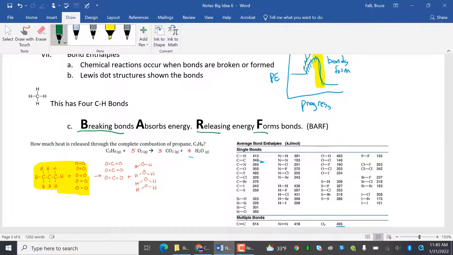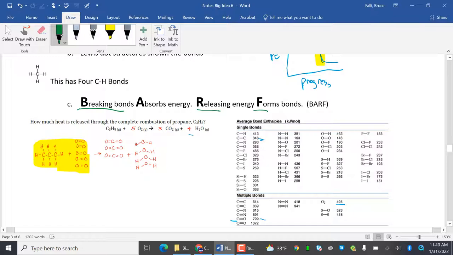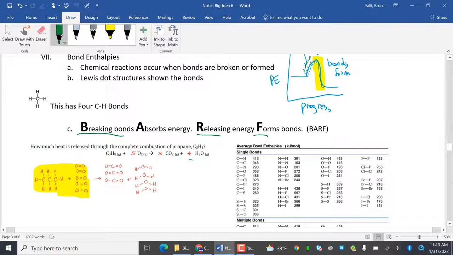Okay. So how much heat is released through the complete combustion of propane, C3H8? I know we did that before, but we're going to pretend we're using different numbers here in a different roundabout way of doing it. So here we have bond enthalpies. So if we have our Lewis dot structure, so again, Lewis dot structures show the bonds.